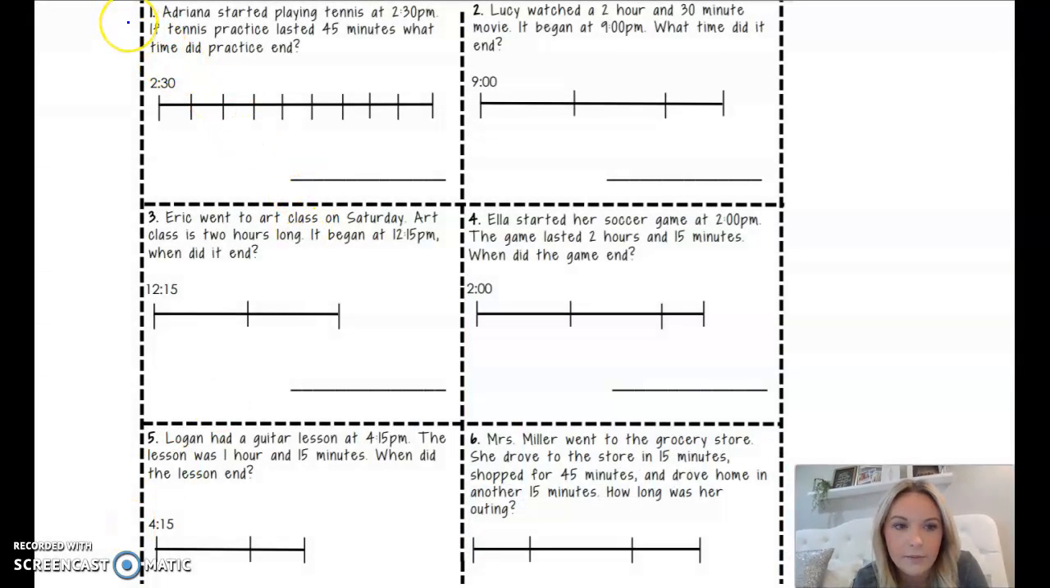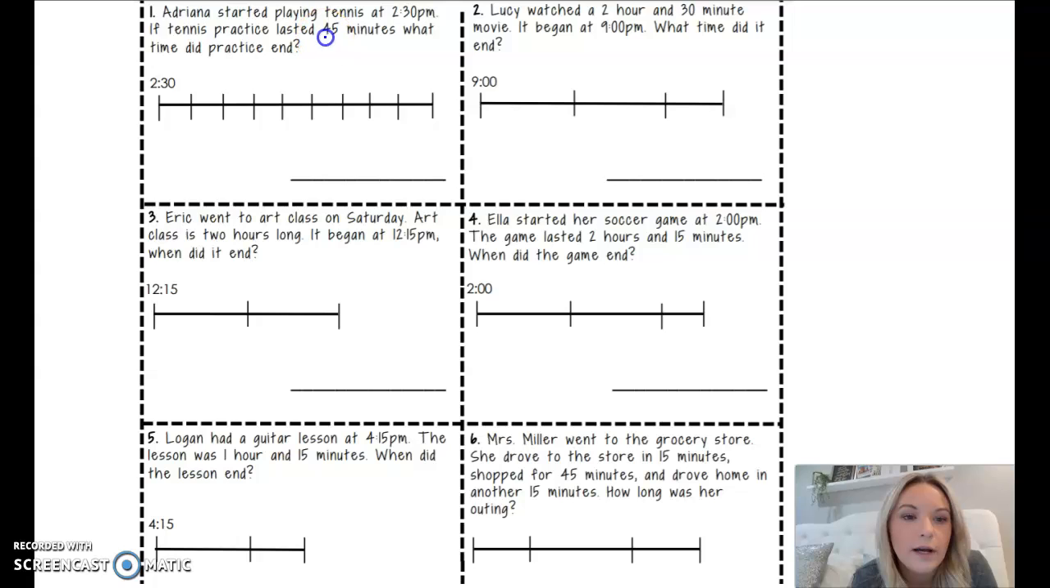Problem number 1 says, Adriana started playing tennis at 2:30 p.m. If tennis practice lasted 45 minutes, what time did practice end? So maybe mom drops her off at 2:30, and she has to pick her up at the end of practice. It lasts 45 minutes. What time is she supposed to pick her up? We are going to count by fives and see if we can figure out what time her practice ends.